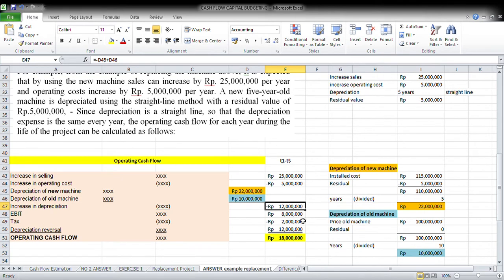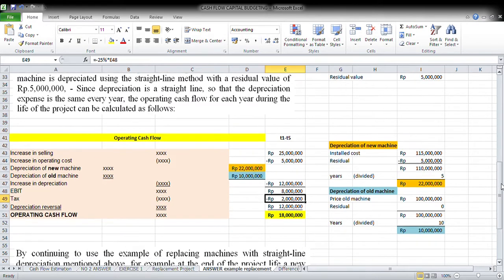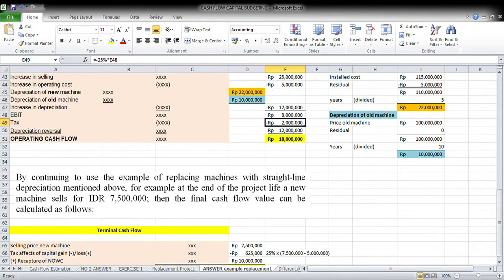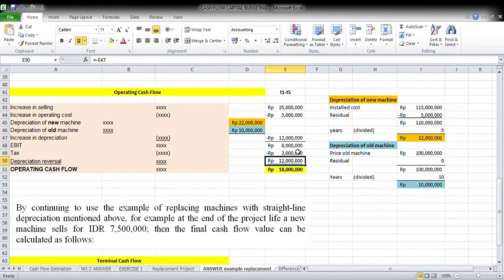Jadi, next, we know that the EBIT like this one, sum all of this, and then we get the 8 million, and then the tax is this one, 2 million. Tax is the percentage times 8, and then the depreciation reversal, this is 12 million from this one to be plus, and we get the operating cash flow.